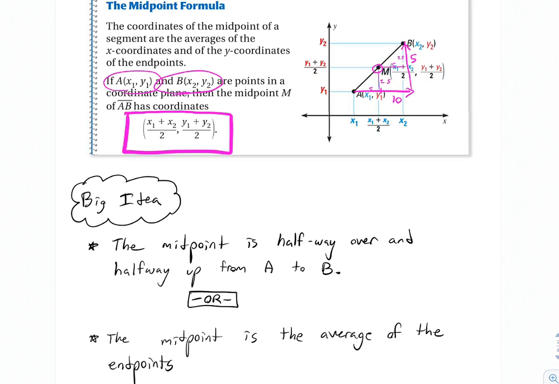Or you could just remember for the formula, the midpoint's simply the average of the endpoints, right? The average of two numbers is a plus b divided by 2. And that's what we do. We take the x plus the x and divide it by 2. And then we take their y's, add them up and divide by 2. So it's the average of their x values, aka halfway between the x's, and it's the average of the y values. In other words, halfway between the y's.